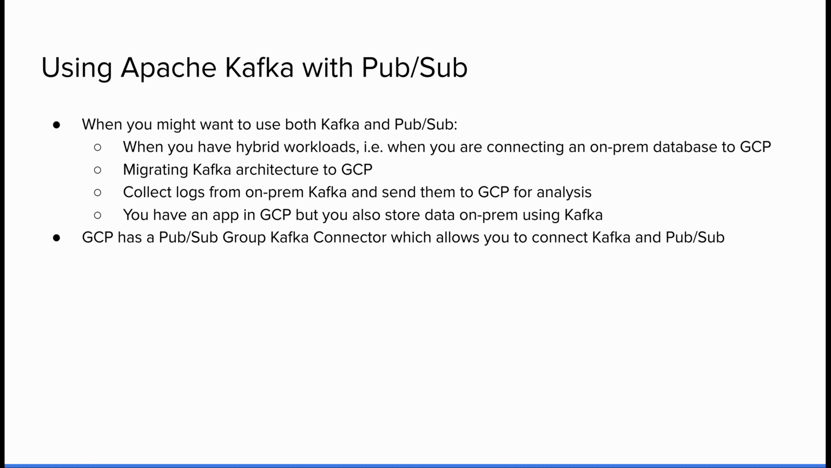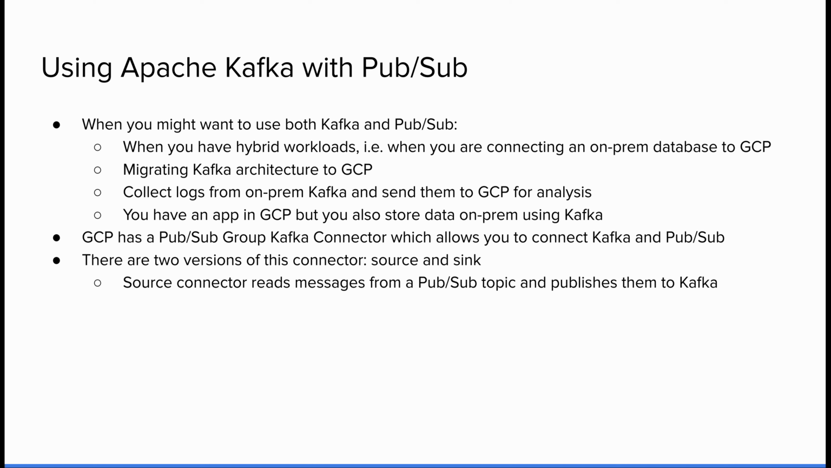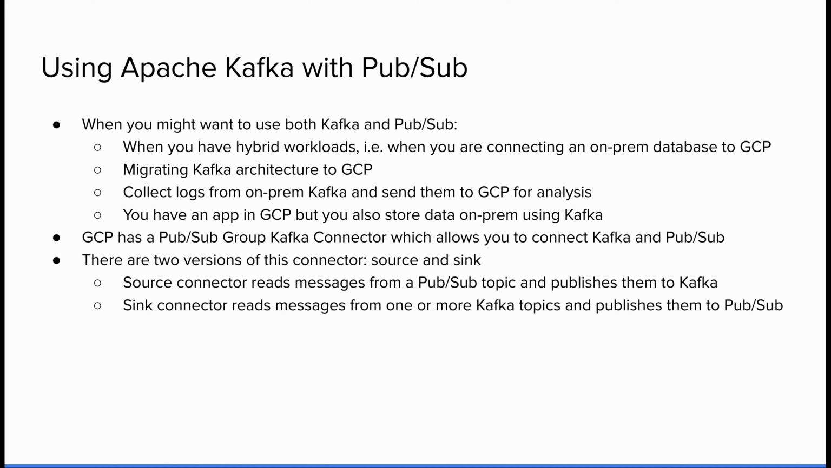GCP has a tool that helps you do this, called the PubSub Group Kafka Connector. There are 2 versions of this connector, the source connector and the sink connector. The source connector reads messages from a PubSub topic and then publishes them to Kafka. The sink connector reads messages from one or more Kafka topics and publishes them to PubSub. In essence, the terms source and sink refer to PubSub and the role that PubSub plays in this setup.